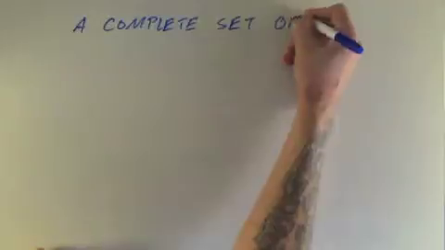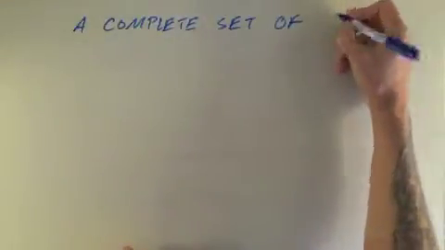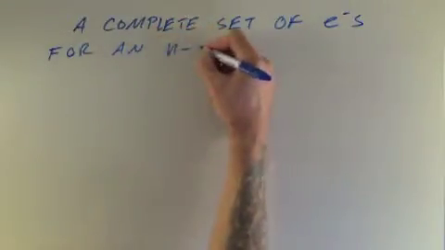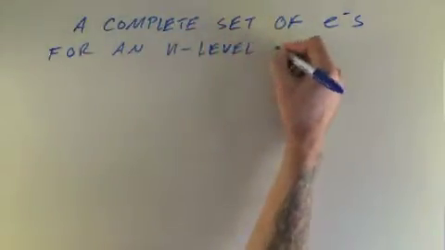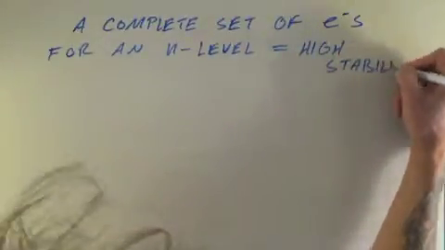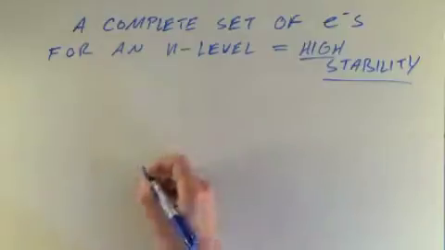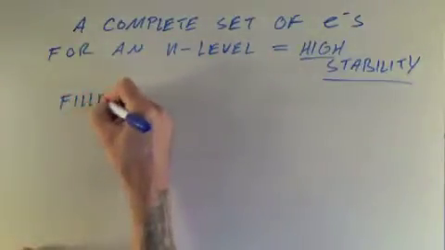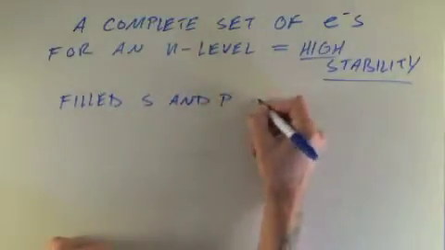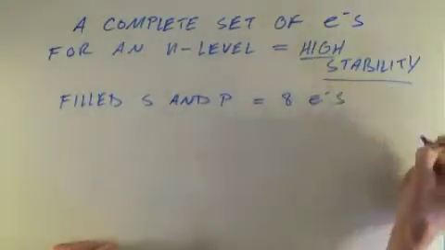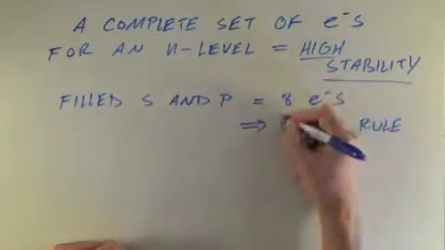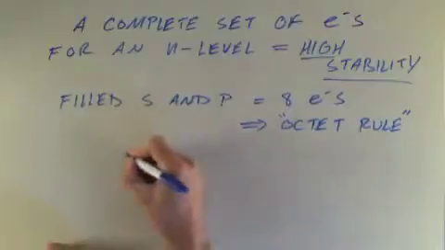All right, so a complete set of electrons in a given n level translates as high stability. That is, all the electron levels that can be filled are filled. And on the periodic table, this would correspond to the far right-hand column that we call the noble gases, and they're so called because they don't react with very much. So if you have a set of filled s and p levels, you have 8 electrons, and this tends to be called the octet rule.